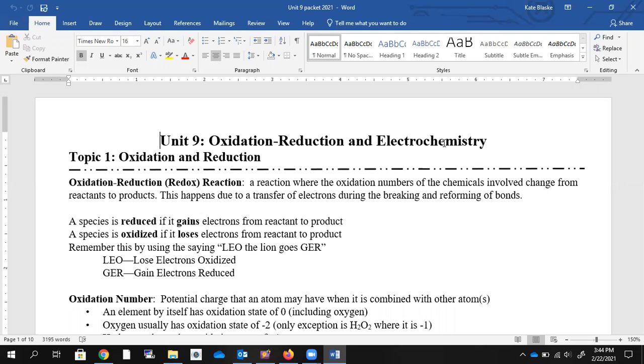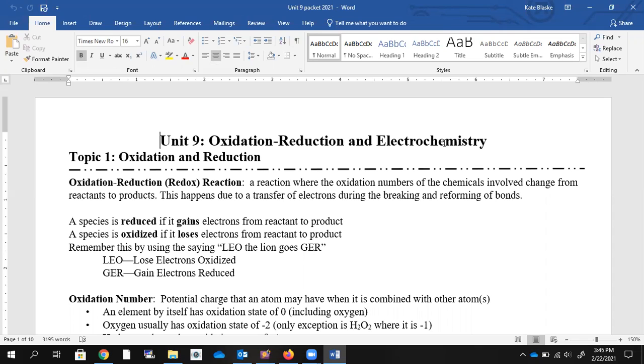So if an atom or an element gains electrons, we say that it has been reduced. If a chemical loses electrons, as it goes from a reactant to product, we say it is oxidized. One of the silly mnemonic devices to remember this is Leo the lion goes grr. Leo stands for lose electrons oxidized. Grr stands for gain electrons reduced. That's one of the most common ways to remember that. If you look around online, there's some other ways, but I like Leo the lion.